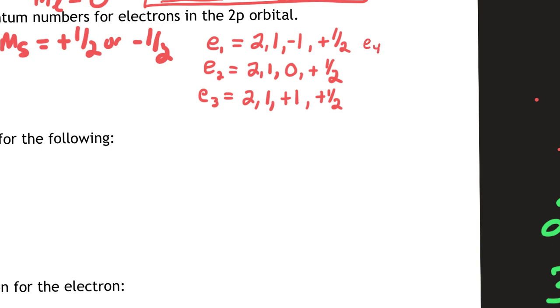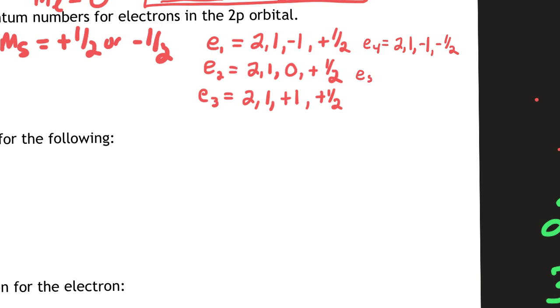So E4, same, I'm in the second energy level. I'm still in a p orbital, so I'm going to give it a 1. This time I'm going to say I'm back into the -1 suborbital, but this is the one where I've got the downspin. And I'm done with that one.